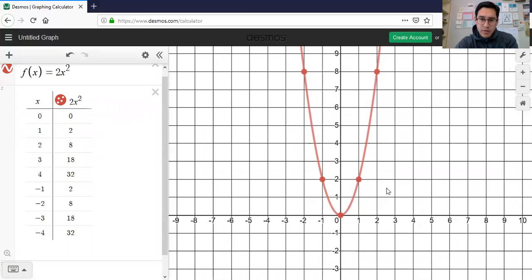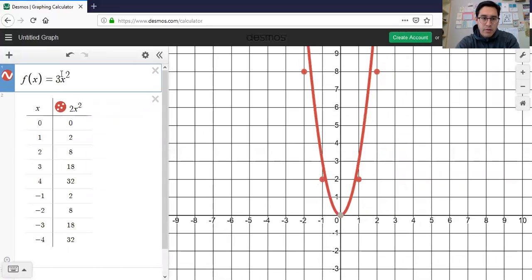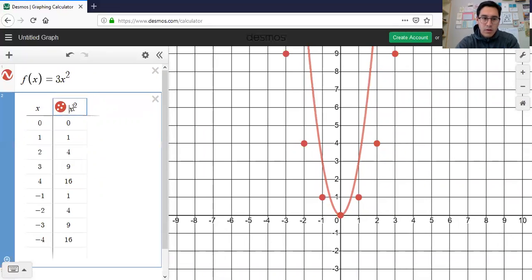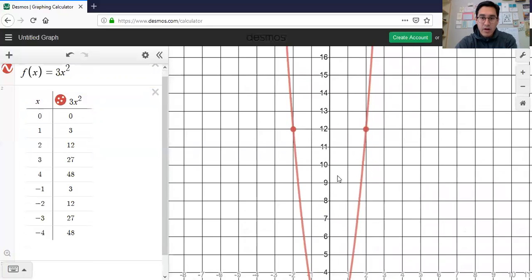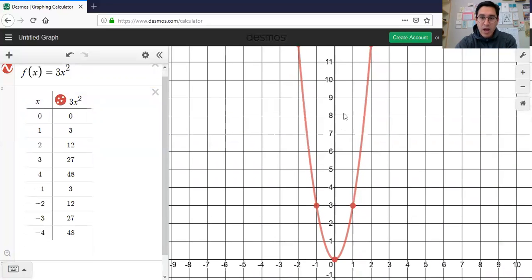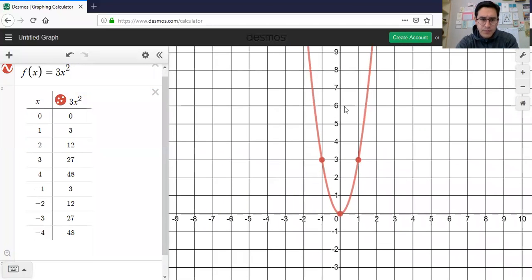So the graph seems to stretch vertically a bit. It seems a little bit narrower than it originally was. Okay, let's try 3. Okay, so here's all the squared values, right? 1, 4, 9, 16, they're all perfect squares. But now we're going to multiply those results by 3, and so they get even bigger, right? So the points now are even higher, which means our graph is stretching vertically.